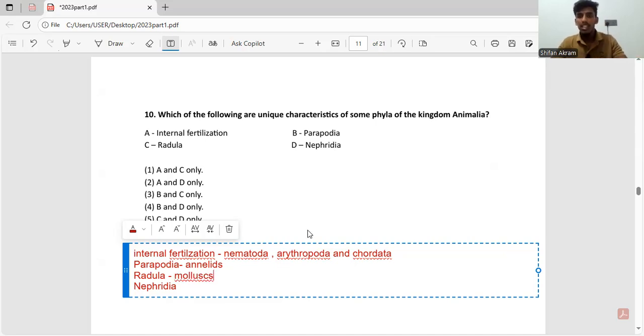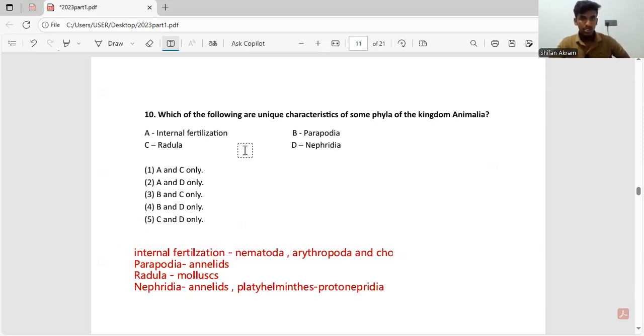And finally, nephridia. Is nephridia a unique feature? It seems like a unique feature, right? But is it? Nephridia is present in annelids, so it can be a unique feature, but the thing is, nephridia is also present in platyhelminths. Platyhelminths also carry a form of nephridia, which we call the protonephridia. So again, it is not unique. So the correct answer is parapodia and radula, which is B and C, which is the third answer.